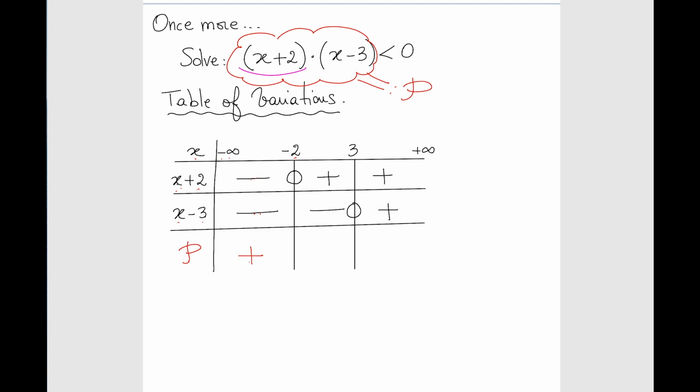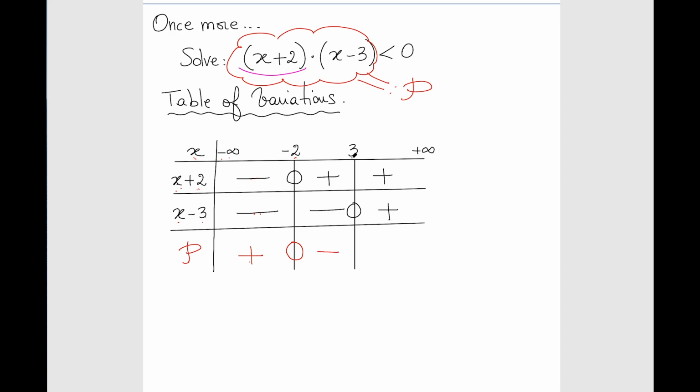Very good. What happens when x is negative 2? Well, when x is negative 2, the entity x plus 2 is 0. And that forces the product to be 0, because one of the factors is 0. Let's keep going. When x is between minus 2 and 3, the first factor x plus 2 is positive, and the other factor x minus 3 is negative, which means the product is going to be plus times minus, which is going to be minus.